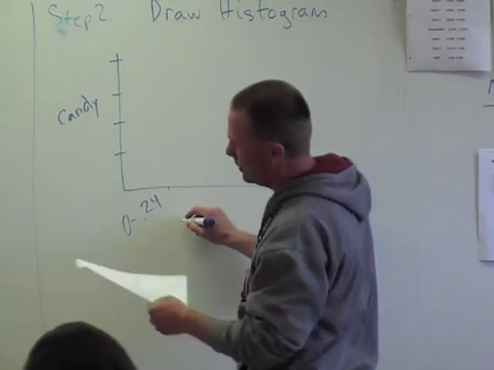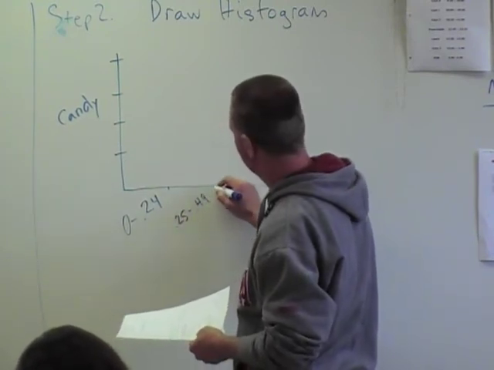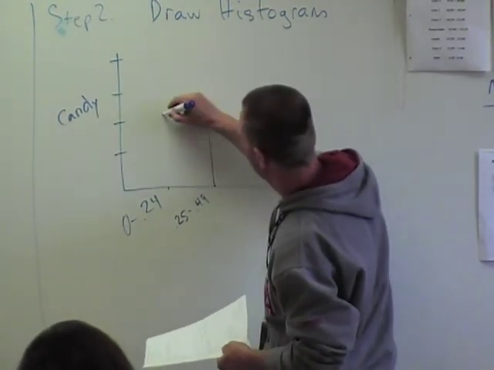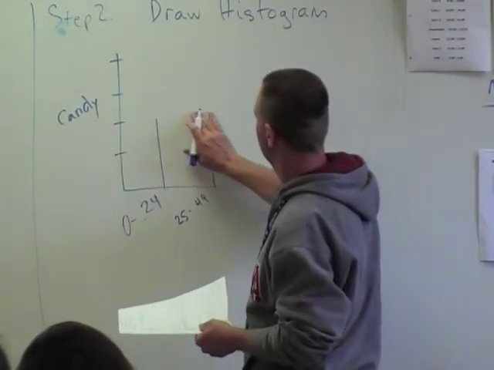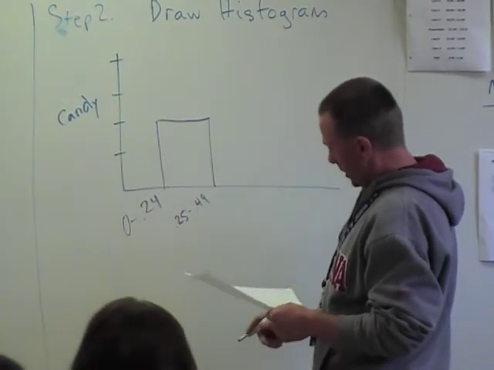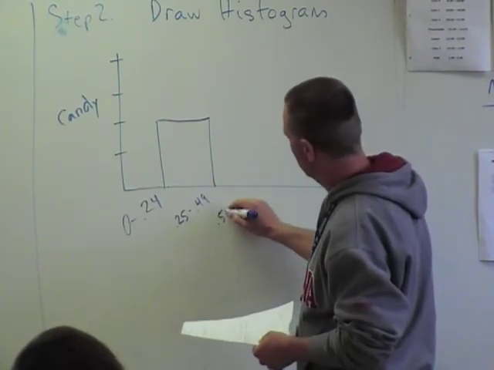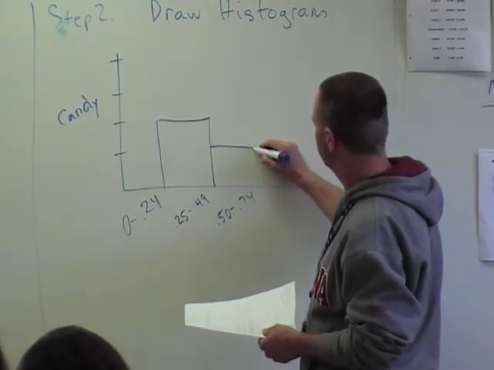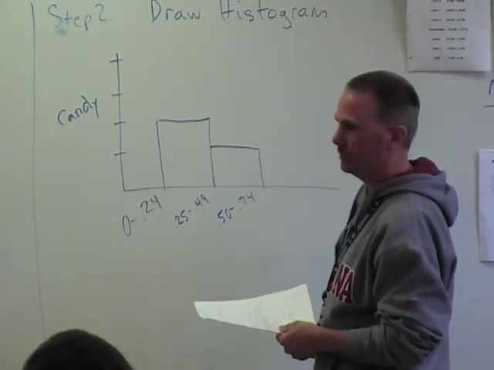And then the second range is a quarter to 49 cents. How many were there? 2. Looks like a bar graph. Yeah. Okay, and then the next one is 50 cents to 74 cents. How many of those are there? One. Finish it.